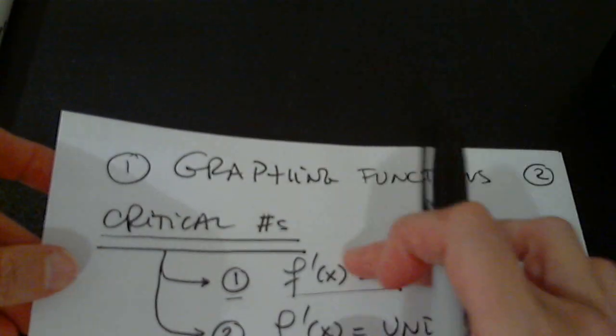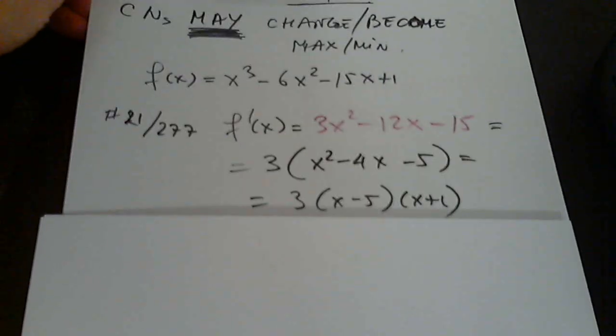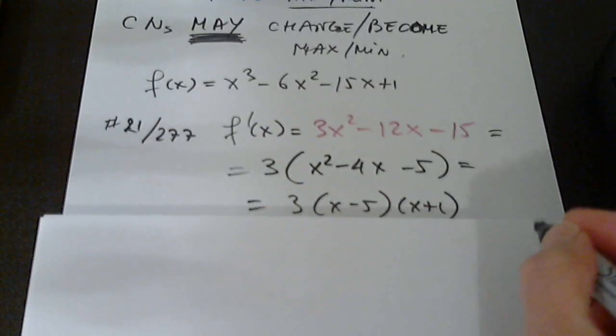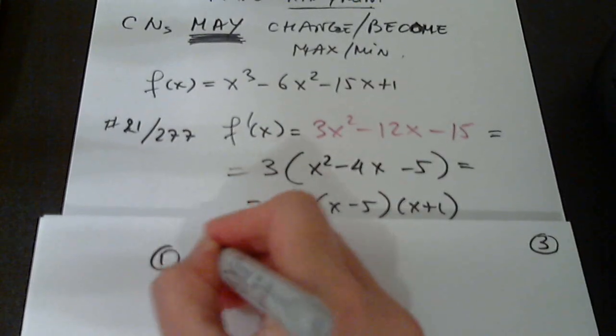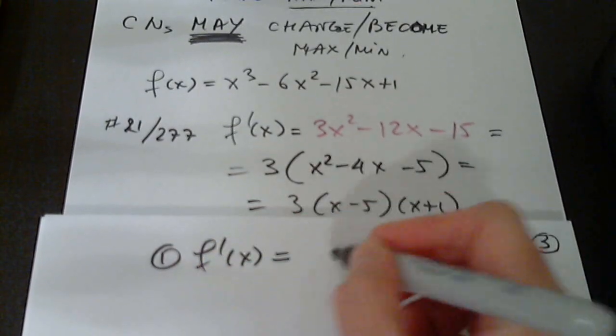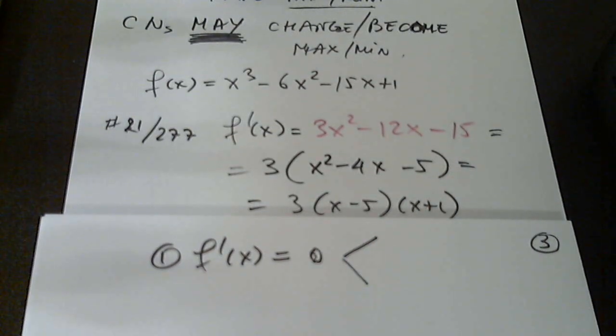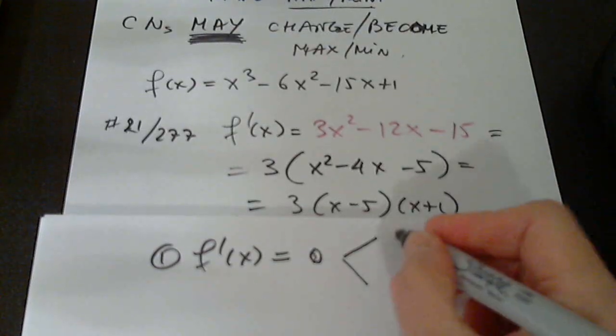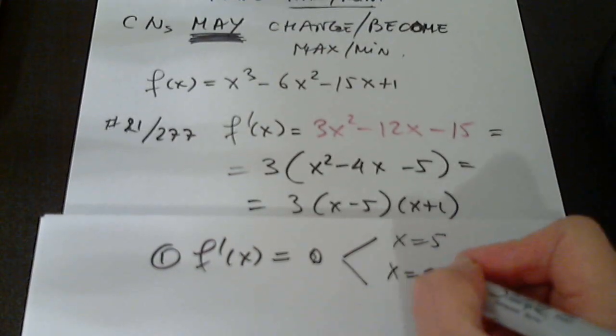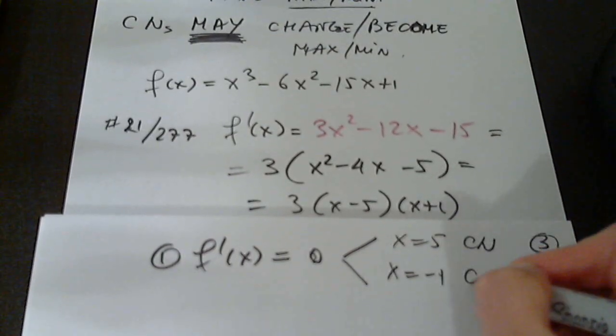So now I'm checking both sources. Source number 1, f prime being 0. Can anyone give us the solutions when we solve the equation f prime of x equals 0? Please. 5, negative 1. Yes. So x equals 5 and x equals negative 1. Critical number, critical number.